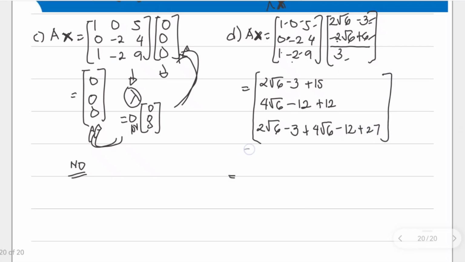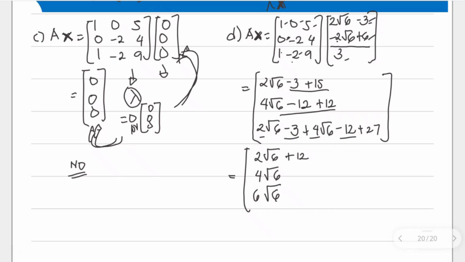Let's simplify this first. Of course, this is positive 12. 2 square root of 6, and you will have here plus 12. Alright, next, you will have 4 square root of 6, as this becomes 0. And here, you have 6 square root of 6. This is 15, minus 15. So you have plus 12 here as well. So when we are going to show here, it should return to this one here.